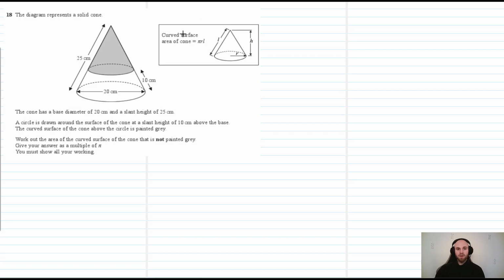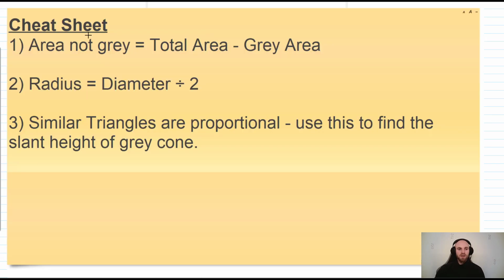And we have this formula here. If you want to find the curved surface area of a cone, it is going to be pi multiplied by the radius multiplied by L, which is the slant height. So if we go to the cheat sheet, for the area that is not grey, we want to find the total area minus the grey area. The radius is going to equal the diameter divided by 2. And part 3, similar triangles are proportional. Use this to find the slant height of the grey cone.